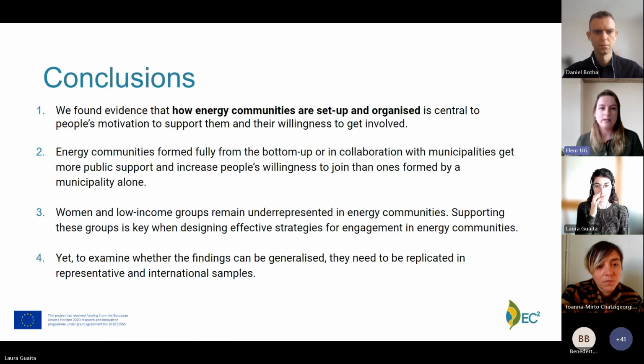So to quickly conclude, I think the main take-home message here is that how energy communities are set up and organized is central to people's motivation to support them and to get involved, but also that it's impacting who is becoming involved and which socio-demographic groups. Of course, these findings are based on these experiments, and they need to be replicated before we can generalize these findings to other contexts. But overall, I think it gives nice first insights into the motivational aspects and setups of energy communities.